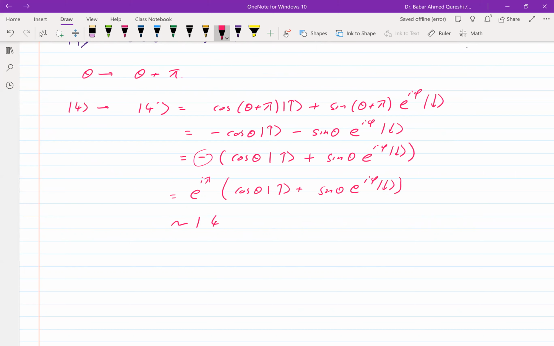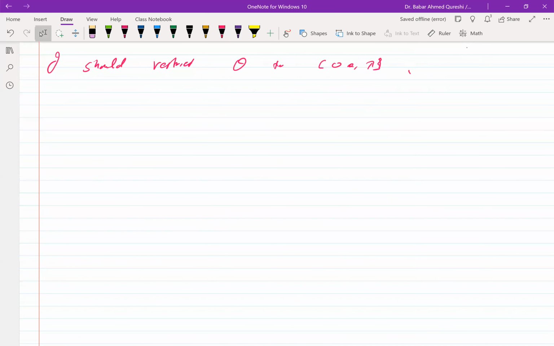So this is equivalent to psi. We are considering the equivalence class in some sense. So that means I should restrict theta to 0 to pi. Theta takes values only between 0 and pi. Well, if you want to be very exact, it is something like this.